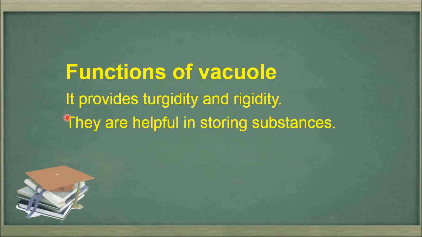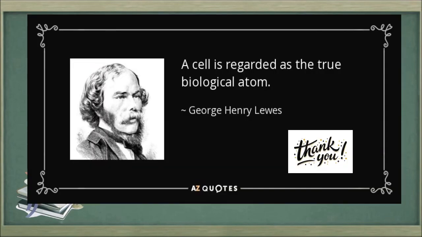Now, the functions of a vacuole: what functions does it provide? It provides turgidity and rigidity to the cell. So it helps in maintaining the shape. Internally it provides a proper shape to its cell. It also helps in storing substances. So these are the two functions that vacuoles perform. Cell is regarded as a true biological atom. Biologically, all the living organisms are made up of cells.